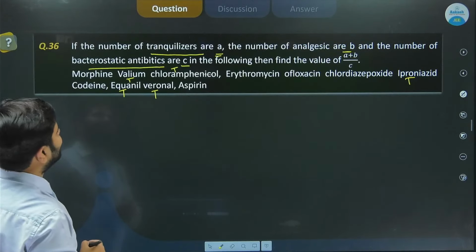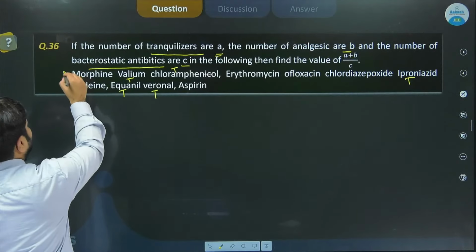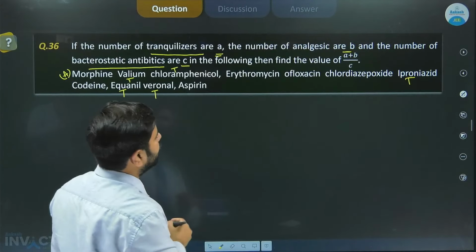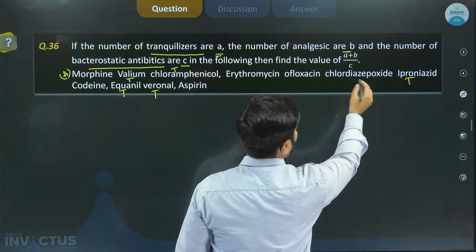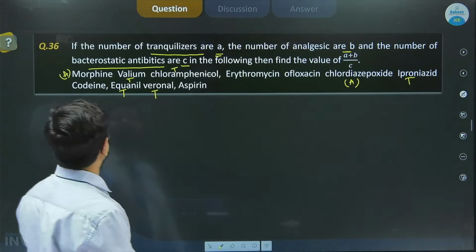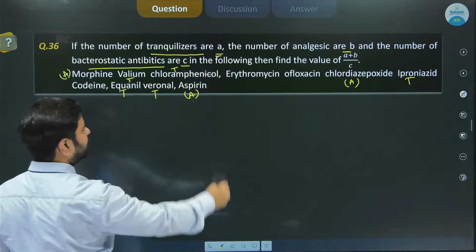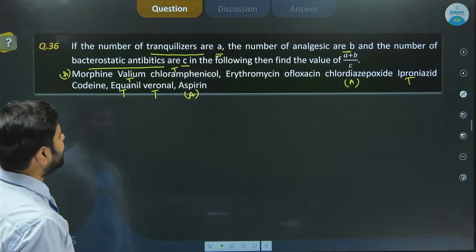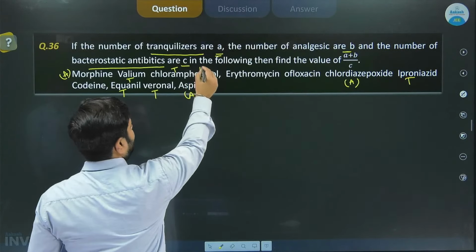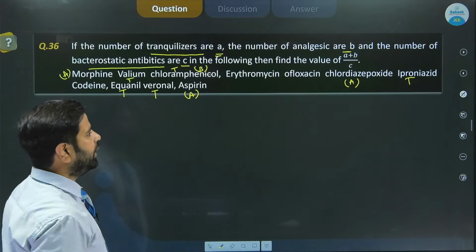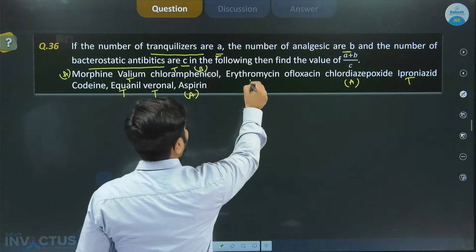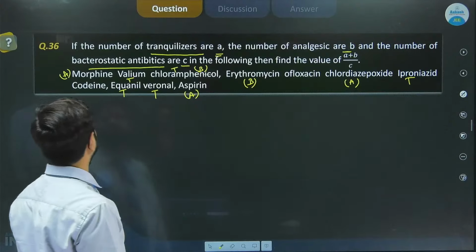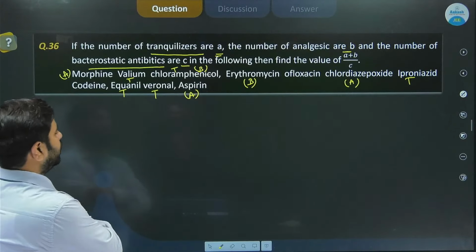Now analgesics are, morphine is the analgesic, and what about this? Chlorodiazepoxide is the analgesic, and aspirin is also an analgesic. What is bacteriostatic antibiotics? C. So bacteriostatic antibiotics, this can behave as a bacteriostatic as well, chloramphenicol, and erythromycin, we know that this is the bacteriostatic antibiotic. This is not a bacteriostatic antibiotic, and codeine is not.